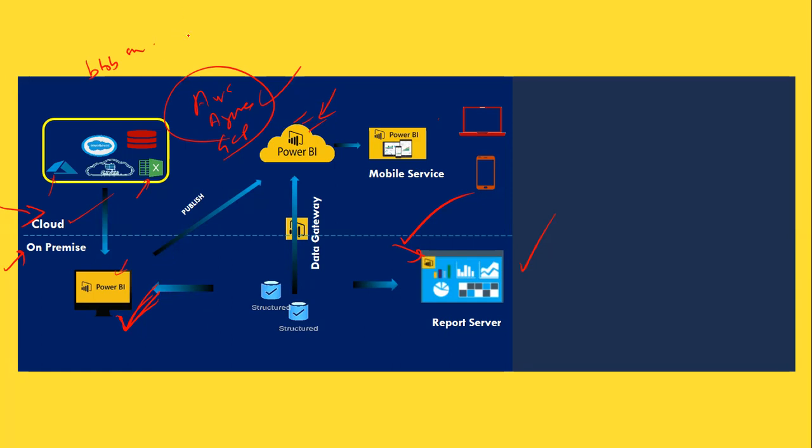Okay, what is the difference between report and dashboard? How many of you are aware of this? A dashboard is a single page. It captures all important KPIs or metrics along with the important visuals. So a dashboard is a single page, whereas a report can have multiple pages.